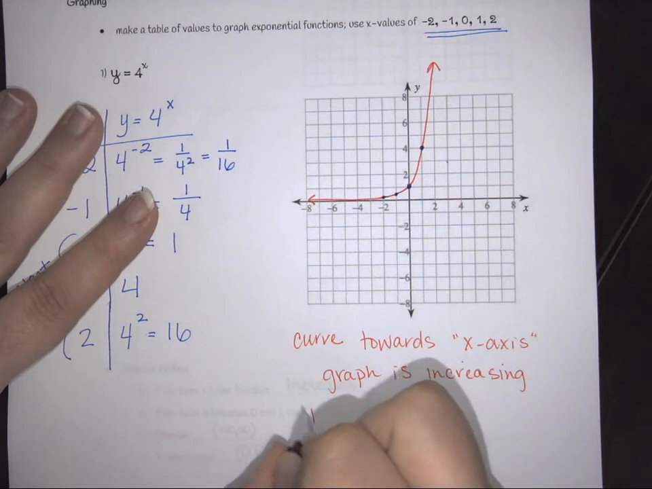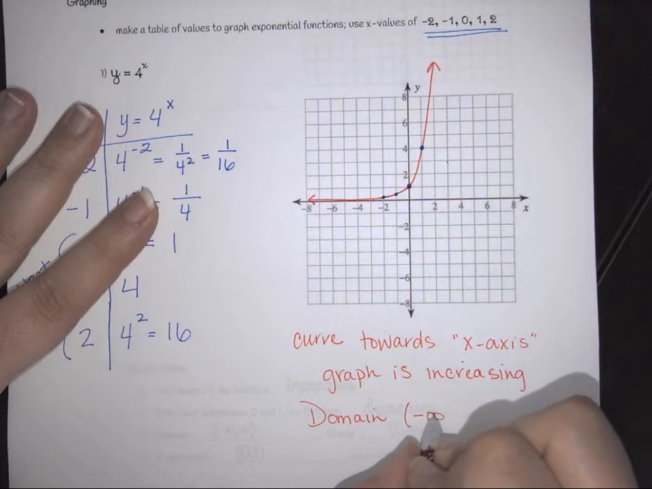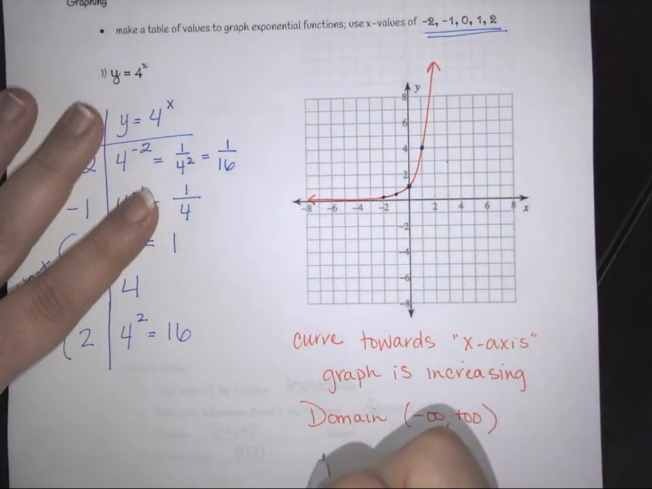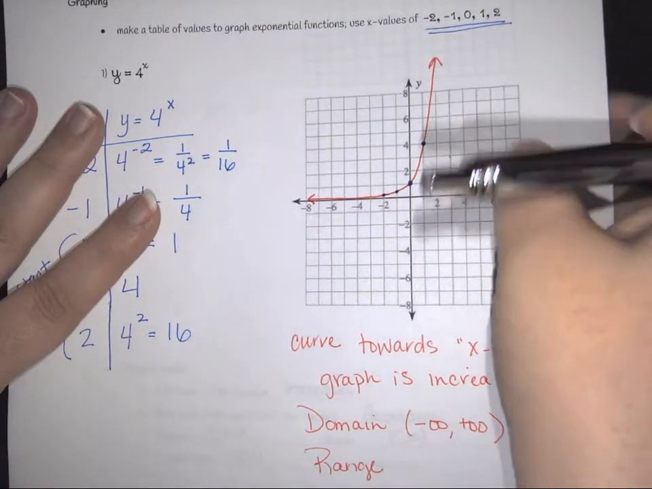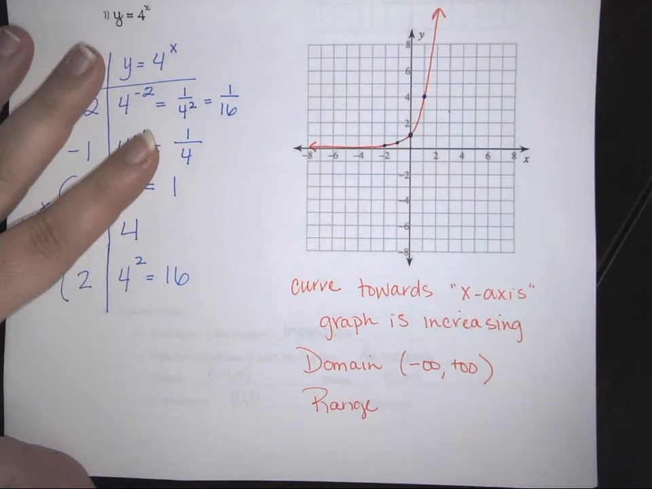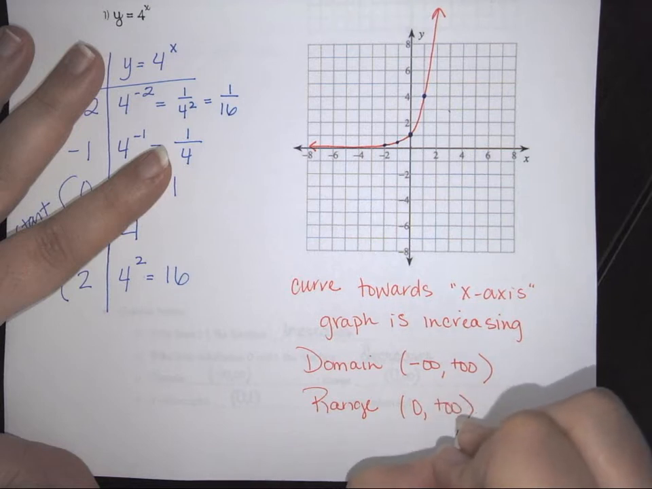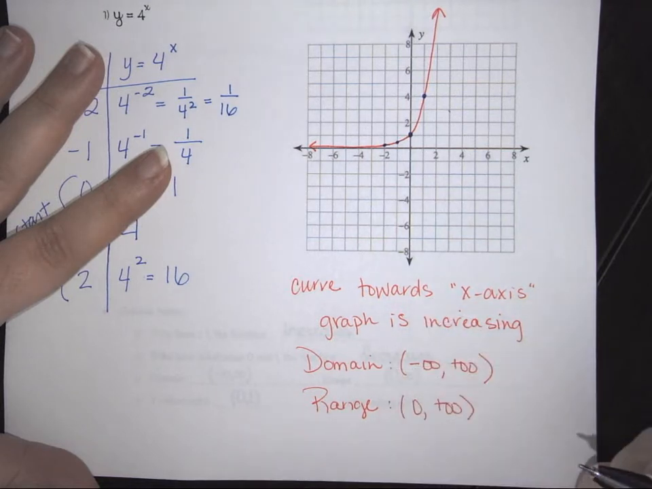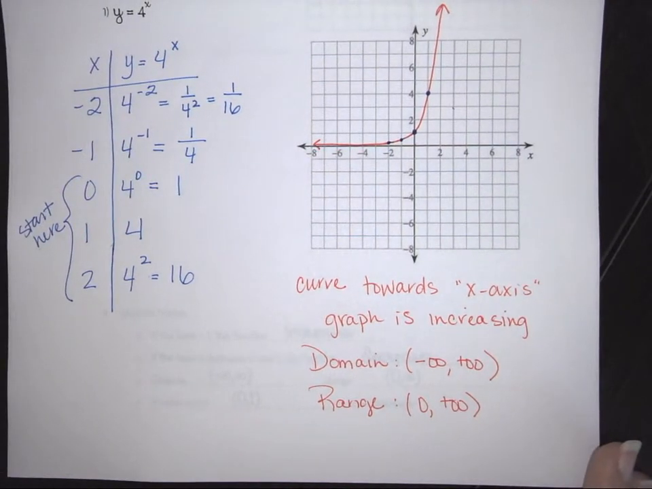Which means it has a domain that goes from negative infinity to positive infinity, and it has a range that is going to go from 0 to positive infinity, because what this graph is never actually going to do is cross that x-axis. So my range here goes from 0 up through positive infinity. And that's what exponential does. It crosses your y-axis, but it never actually crosses the x-axis. Okay.